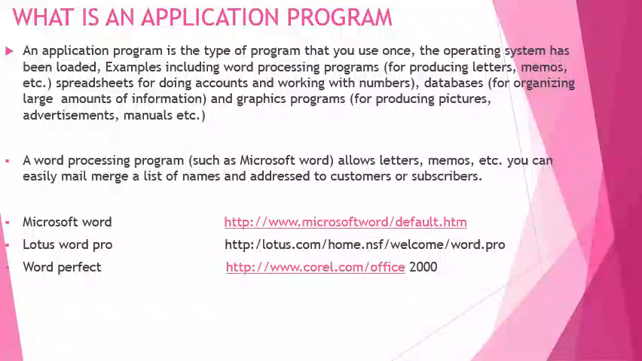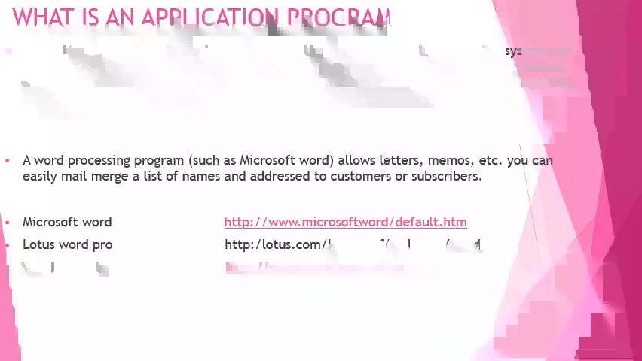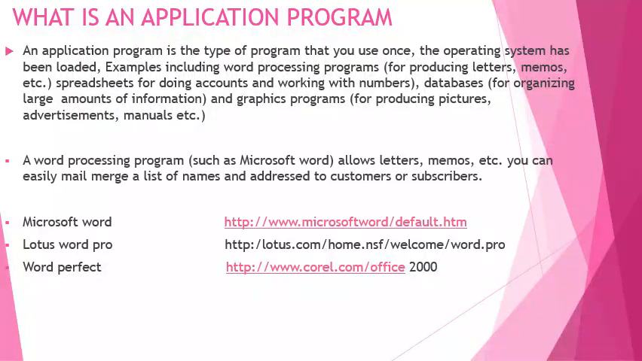So we are now on slide 6, which is known as application program. An application program is the type of program that you use once the operating system has been loaded. So immediately we are on our system, the system will boot and now become stable, so that the individual will be able to have access. So that's the process of the application programs.